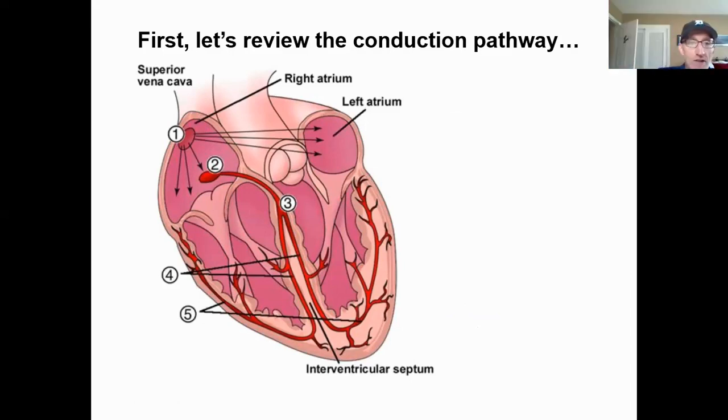And then it's going to travel down the pathway, down the AV bundle, number 3, or the bundle of His, then go into what's labeled number 4, left and right bundle branches, and then finally end all throughout the myocardium and the ventricles. Somebody remind us what number 5 is. And if you are thinking Purkinje fibers, you are correct.